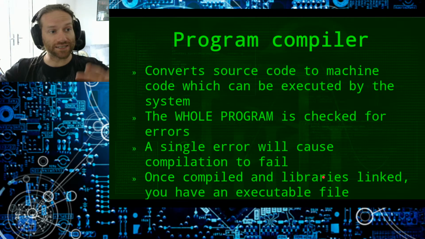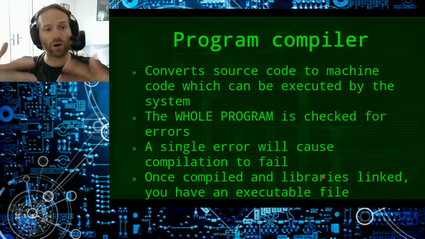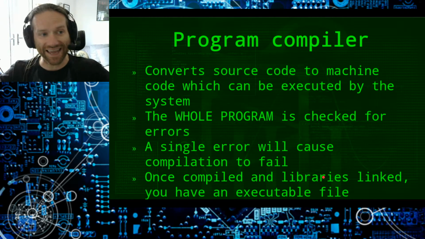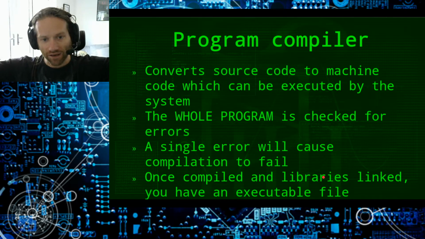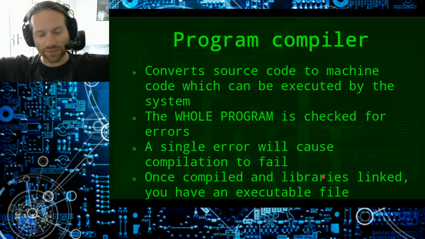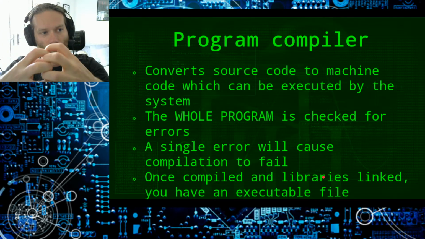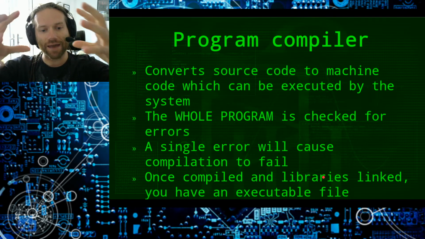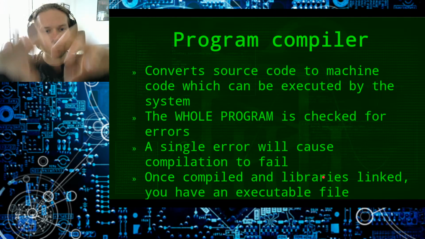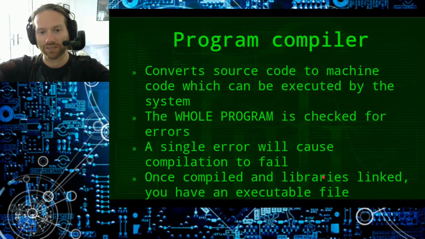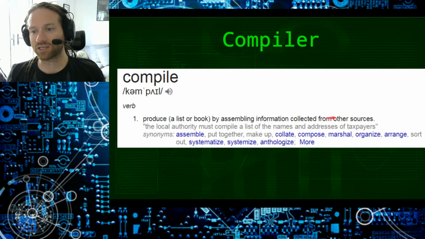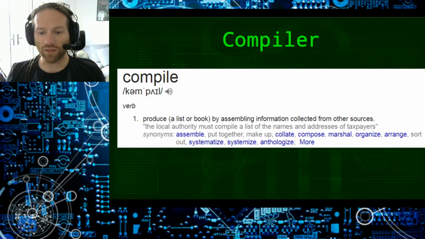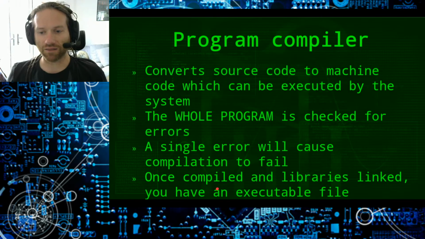But what happens is that external functionality which you have borrowed and drawn on in your program is then linked together. Okay, it's not like the whole program that is being compiled is formed from all of those different things and mashed together into one massive file, but it's linked together so that it can draw on those different parts. Now, let's just go back to that definition of compilation here. Produce a list or book by assembling information collected from other sources. Well, that's what's going on there when you're linking those files together.